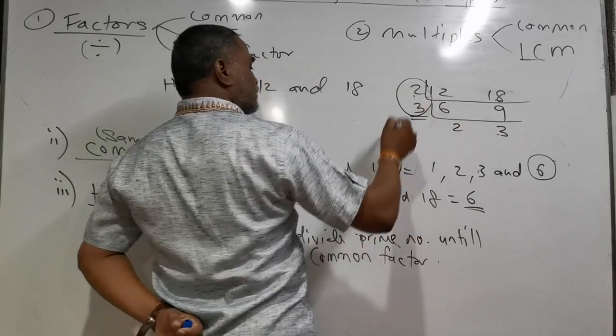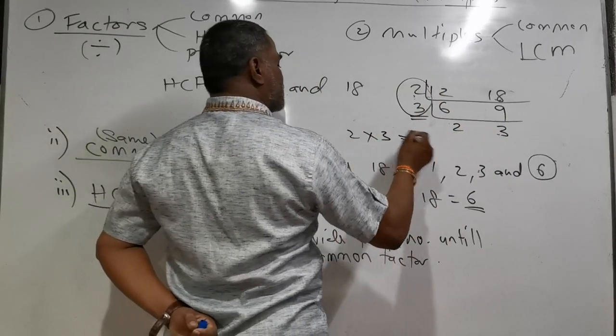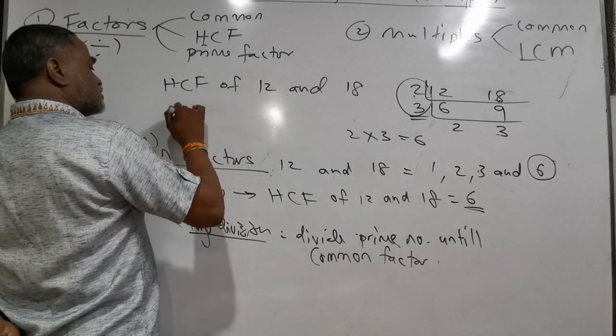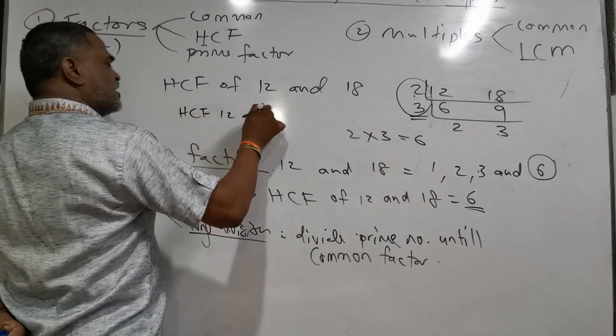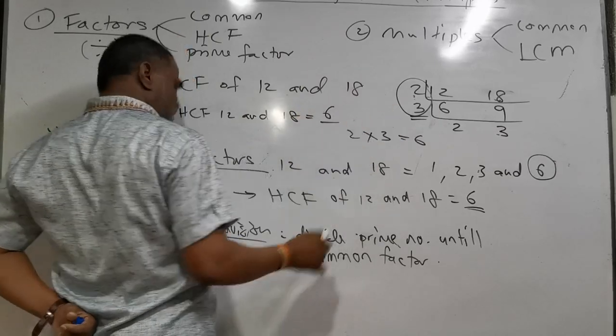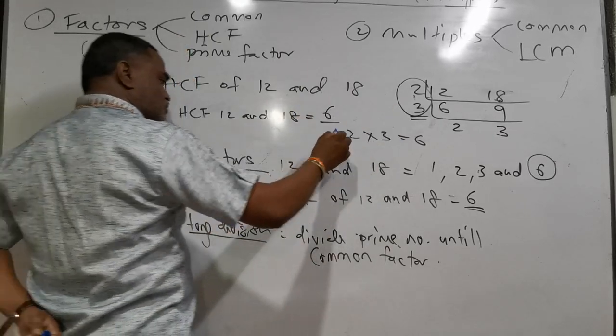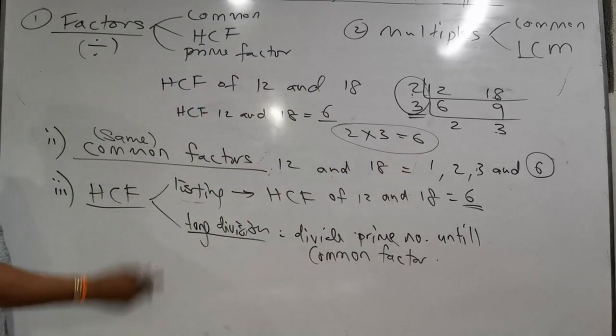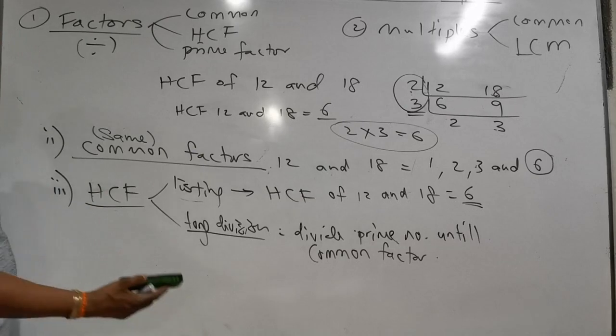We stop here. Here, 2 times 3 becomes 6. So that means the highest common factor of 12 and 18 is 6. You see, just now the listing method also got 6, using the algorithm method also 6. That means in the exam you can use both methods.